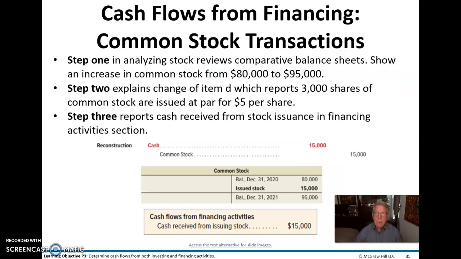So now, from financing activities, we show that there's an increase in common stock from $80,000 to $95,000, $15,000 worth. We issued stock. And step two, we reported that 3,000 shares of common stock were issued at par for $5 per share. That's the $15,000. And then we received that stock in terms of cash. So the cash we received was $15,000. No surprise there.